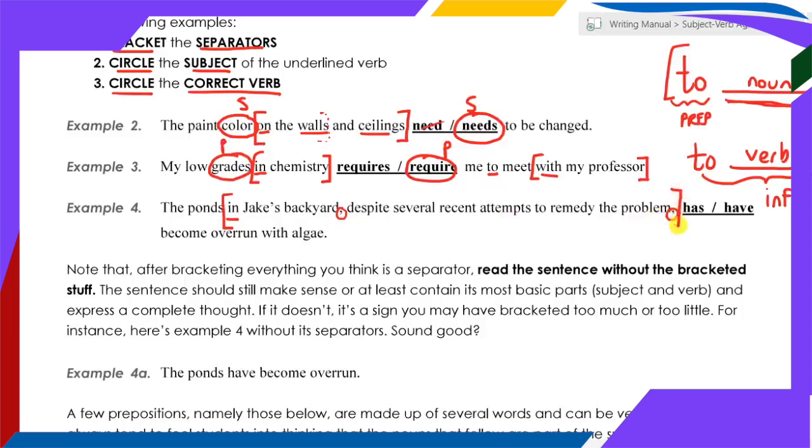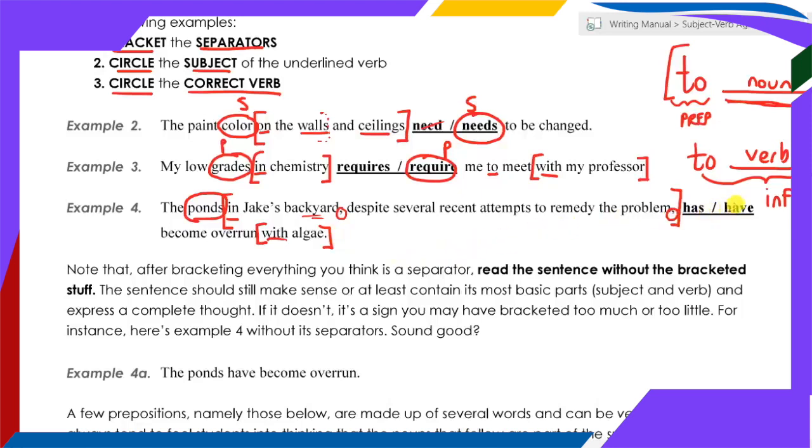So I'm actually not going to end my bracket after the backyard, which is the object of the preposition in. I'm going to end my bracket all the way over here after problem, because all of this stuff in between ponds, which is my subject, and the verb over here, all of that stuff in the brackets is separator. By the way, you do have another preposition, this with right here, so we can bracket that with algae. So the ponds has or have become overrun.